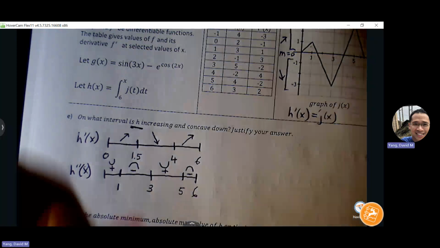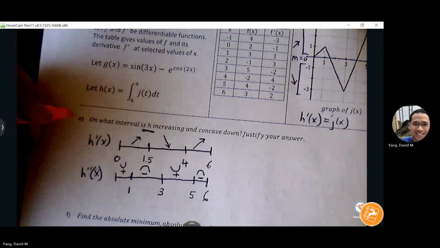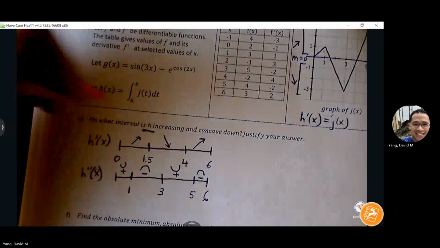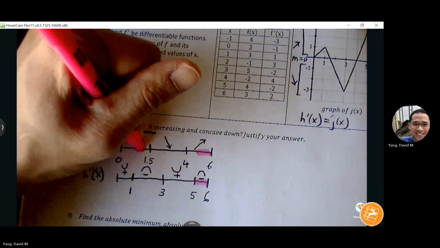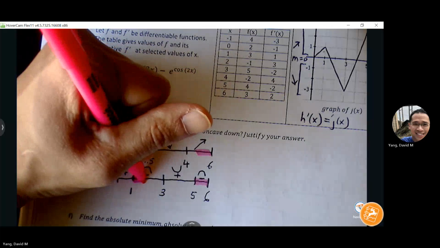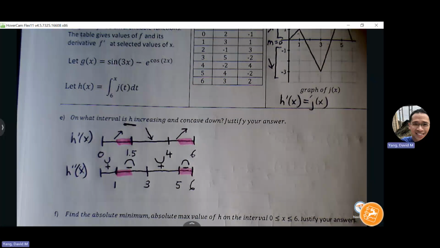Okay, so on what interval is the graph increasing and concave down? Good. Yeah, it's a lot easier if you have everything lined up. Wait, so since X equals 6 is the lower bound, shouldn't it be the opposite? Because you have to negate it to get 6 to be the upper bound. Because all the values we're looking at are below 6.